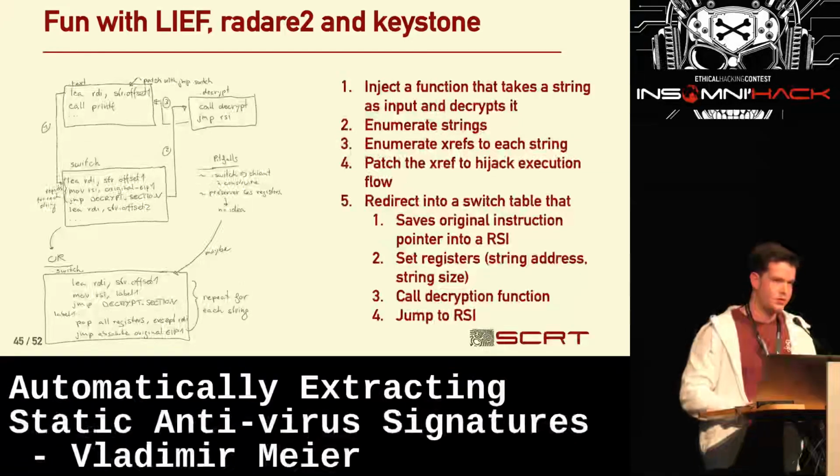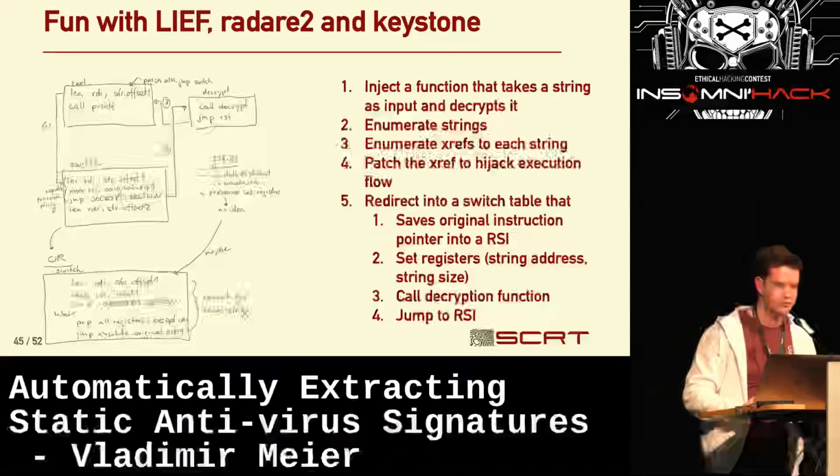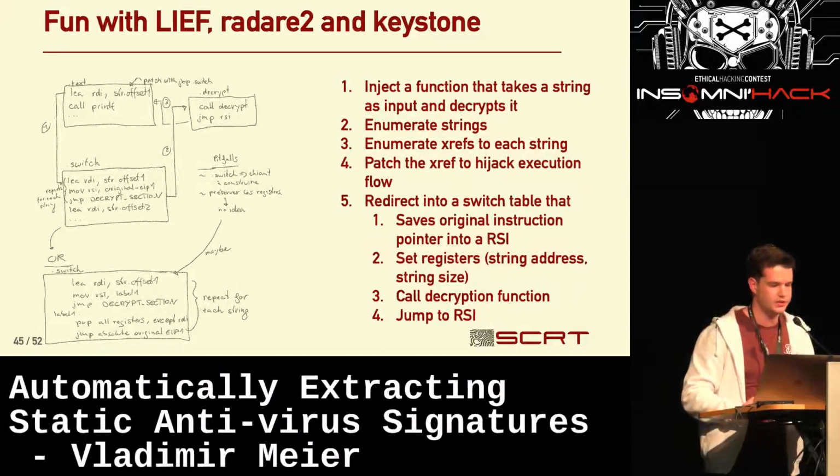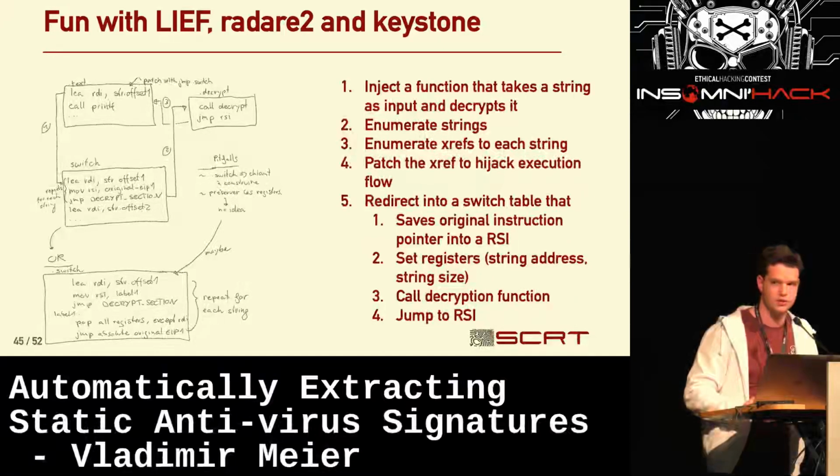To do that, you enumerate the cross-references to each string. And for the first cross-reference, you hijack the execution flow by patching some bytes. You redirect this execution flow within a switch table. And you take care of the registers. You save the original instruction pointer. And you set the correct registers to call the decryption function. And once that's done, you can go back to normal.